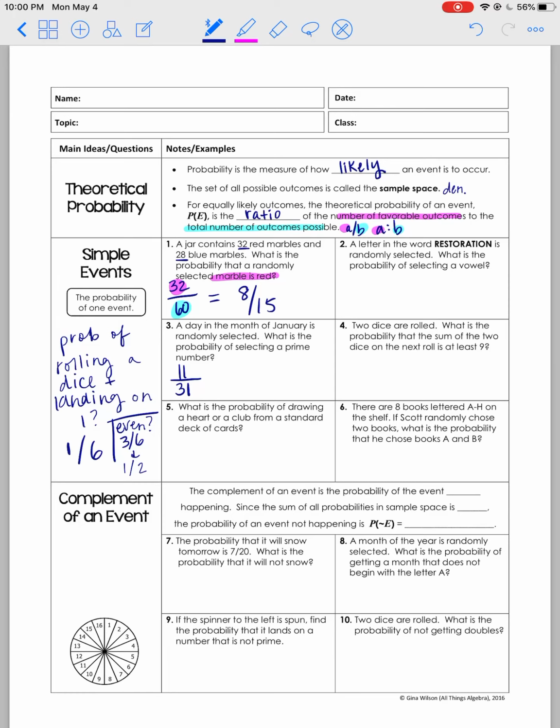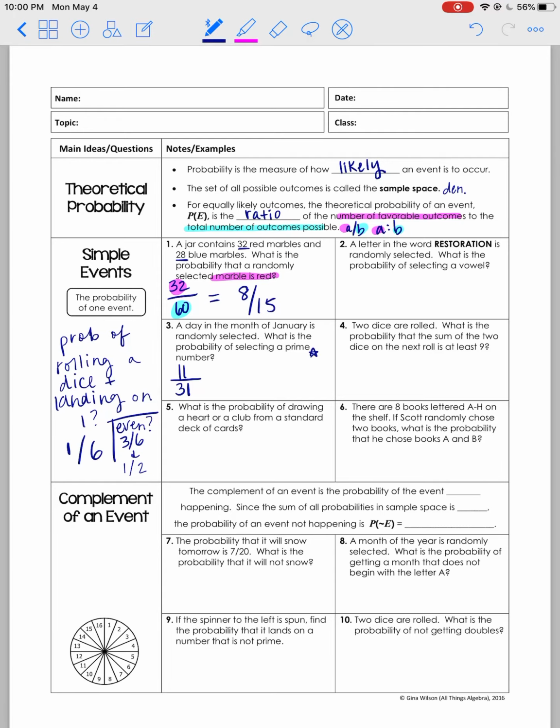I just wanted to flag your attention that there are going to be questions like this, and you need to make sure you know what a prime number is. Okay, so between 1 and 31, there are 11 prime numbers. So the probability of, in the month of January, us being on a day that is a prime number is 11 out of 31. And there's no simplifying there.